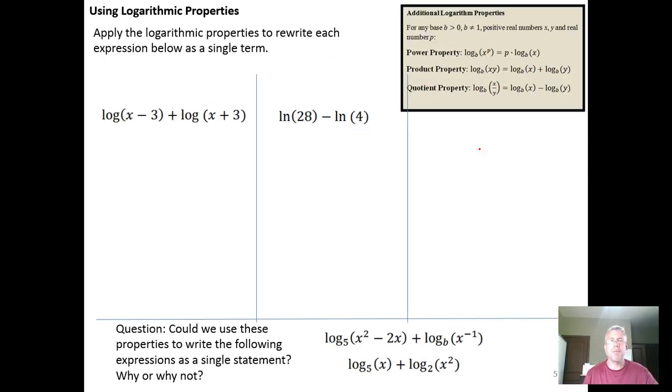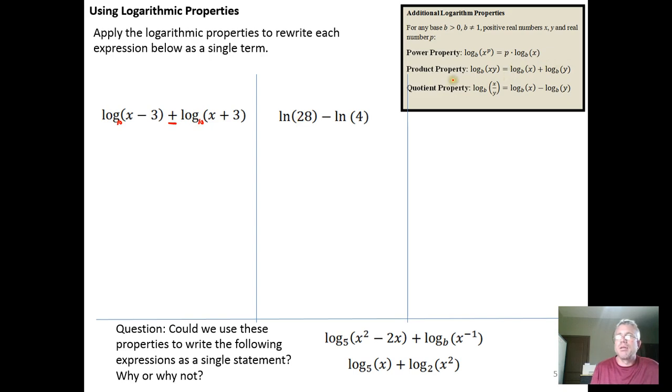So quick applications of these properties on 2 slides. So apply the logarithmic properties to rewrite each expression as a single term. Well, here I want to check. I have the sum of two logarithms. The bases are the same. These are both base 10 logarithms because the base isn't written. It's implied that it's base 10.